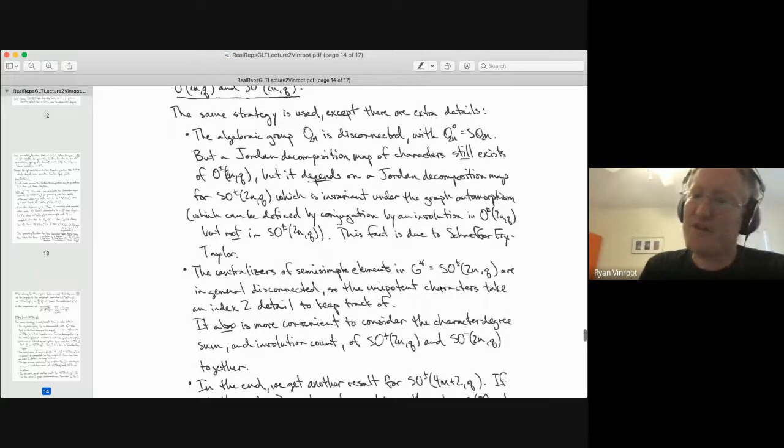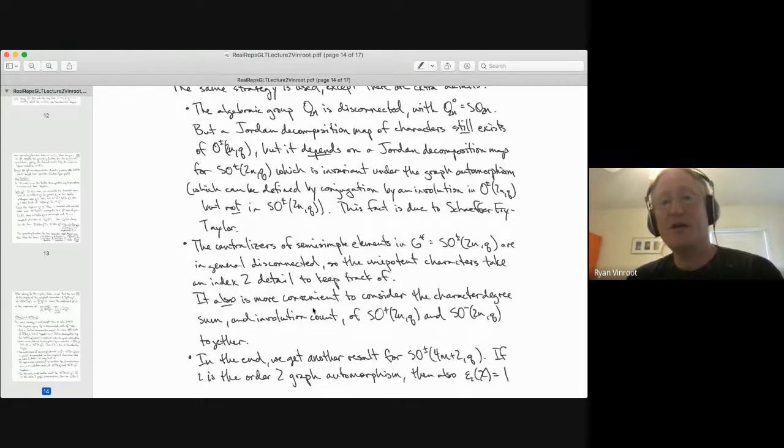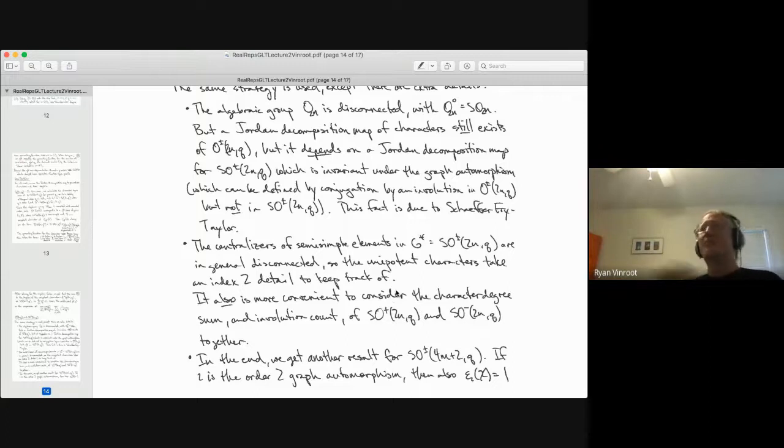But then the centralizers of semi-simple elements in SO are disconnected. So there's a lot of index 2 bookkeeping to be done. And another thing that turns out to be easier in terms of counting, if one considers both the split and non-split special orthogonal groups at the same time, that is, we look at the character degree sum of these at the same time, and the number of involutions in either group, this has a better combinatorial form.